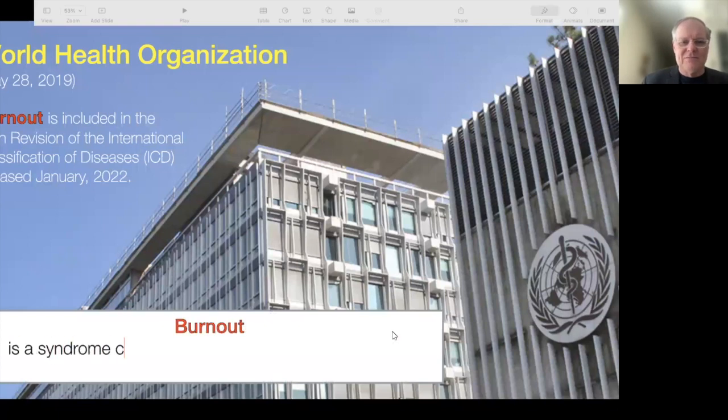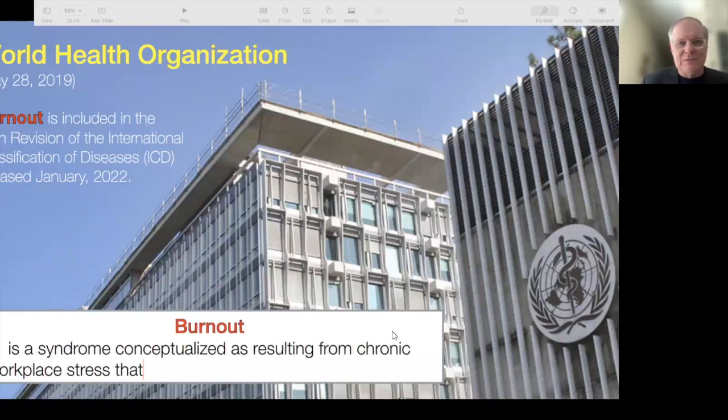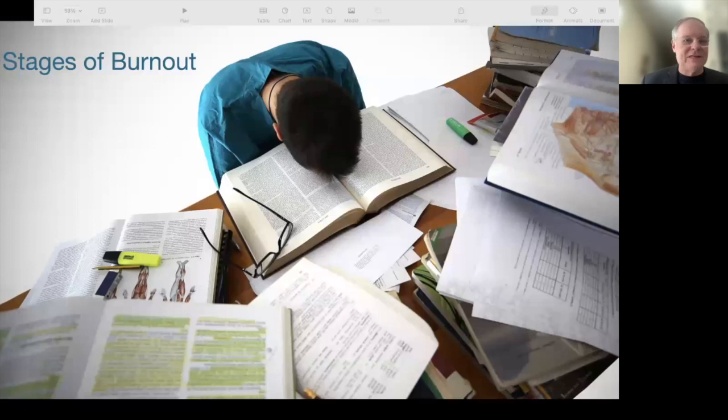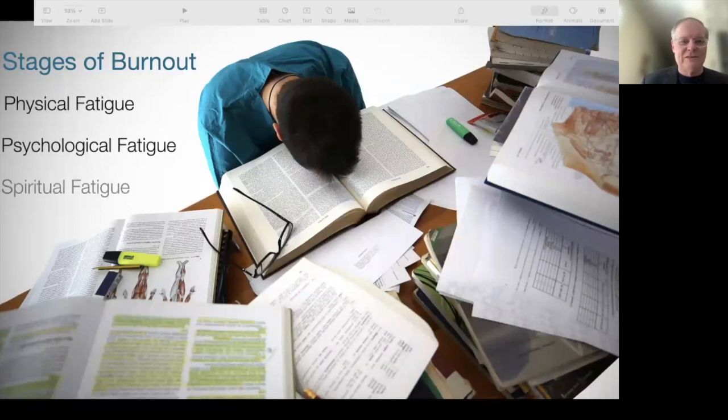The World Health Organization says burnout is a syndrome conceptualized by chronic workplace stress that has not been successfully managed. Not been successfully managed, key words there. Once they're managed, burnout changes, and you have the potential for change, and you don't have that pressure that you have with burnout. So we're going to look at that. There are 3 stages of burnout: it's physical, emotional, psychological, and spiritual fatigue that sets in.